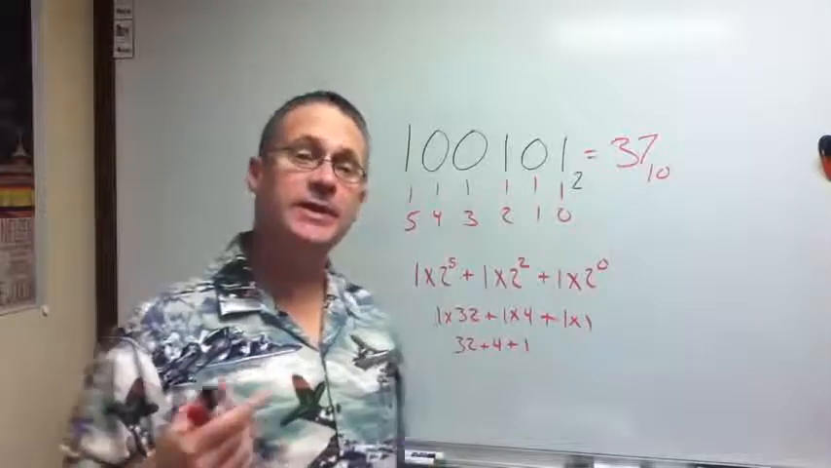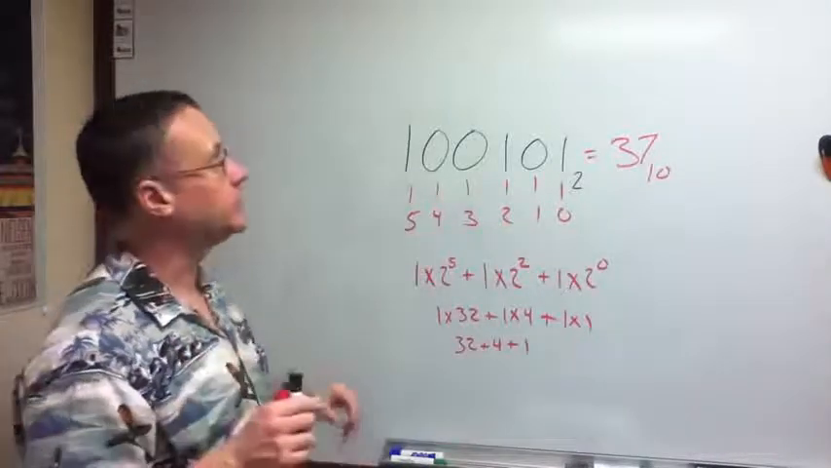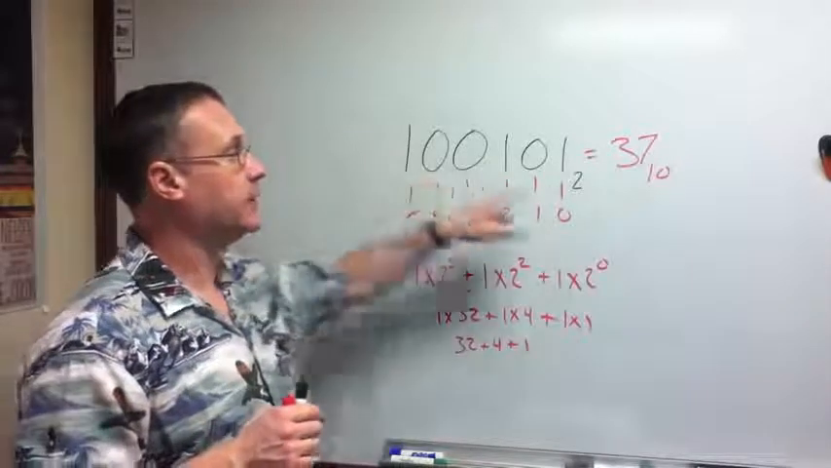All right, so that explains the place value system for binary numbers. It also shows you how to convert from binary to decimal.